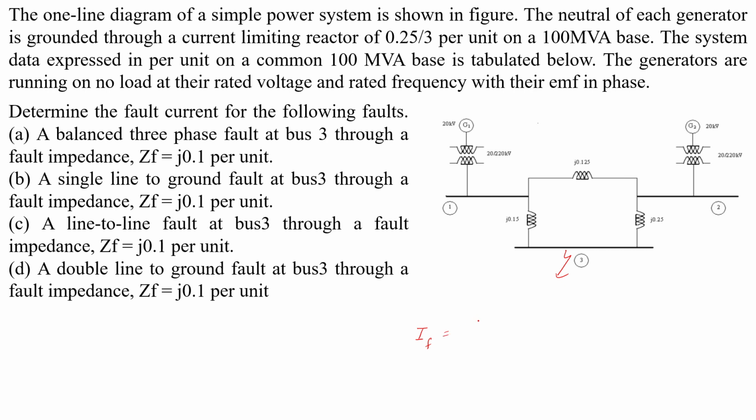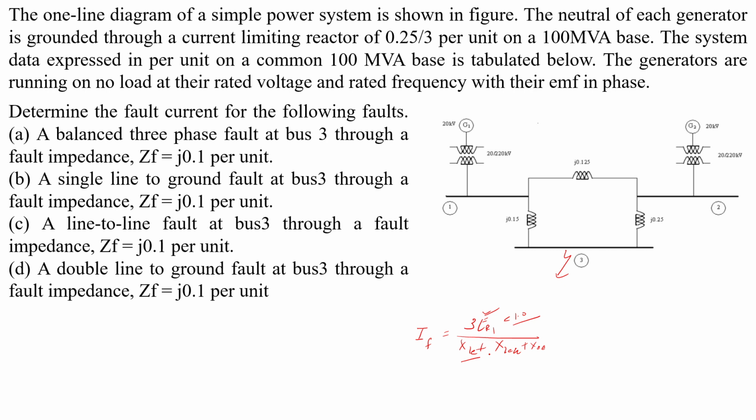IF is equal to 3ER1 by x1 equivalent plus x2 equivalent plus x0 equivalent, the zero sequence equivalent. From this, what we need to calculate: ER1 is the positive sequence voltage, in per unit. If nothing is mentioned, you can take 1.0. Here the fault voltage is not mentioned, so you can take 1.0.